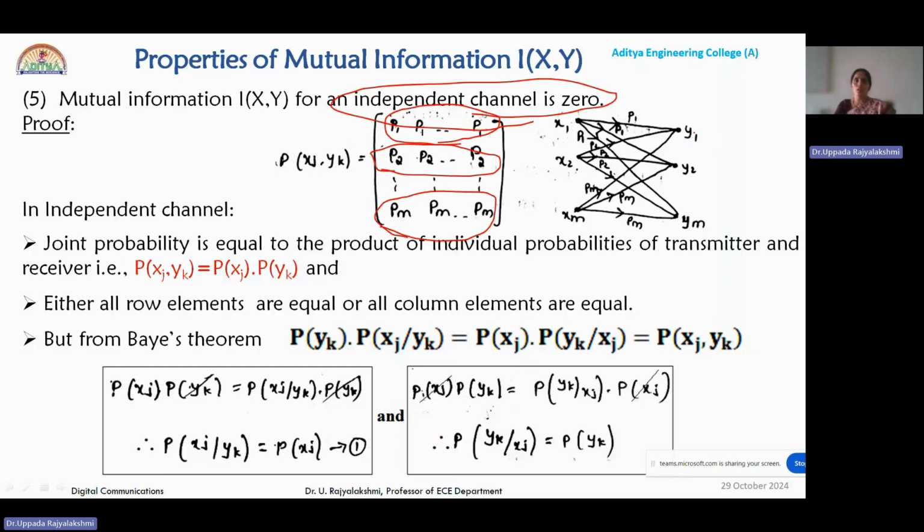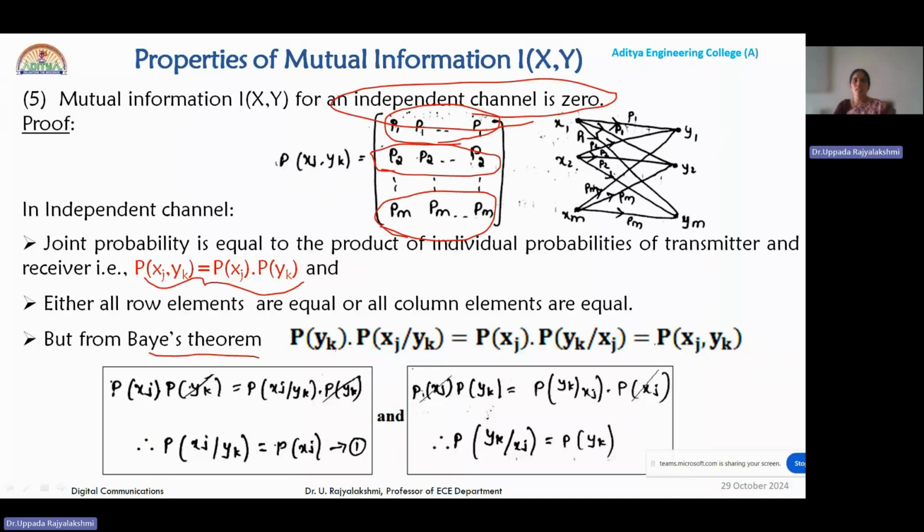Similarly, there is also another case, where the amount of information received by y1 from x1, x2, x3, and so on up to xm is of the same probability. That is, either the row elements or the column elements are equal. But in this case, the row elements are equal. And similarly, for independent events, the joint probability is a product of individual probabilities. That is, P of xj comma yk is equal to P of xj into P of yk.